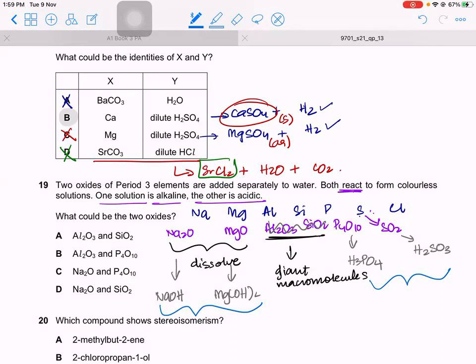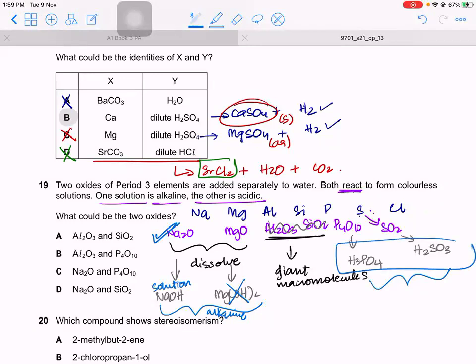Now, is magnesium hydroxide a solution? No, it is a precipitate. So will it give you a colorless solution? It will give you a white precipitate. Can it be magnesium hydroxide? No. One is definitely sodium oxide, because this will dissolve to give a solution. Because it's ionic, it is alkaline, and it will dissolve also. Can't be magnesium hydroxide because it will not dissolve to give you a colorless solution. It will be a white precipitate. The other, they are saying, will be acidic. So these two are acidic.